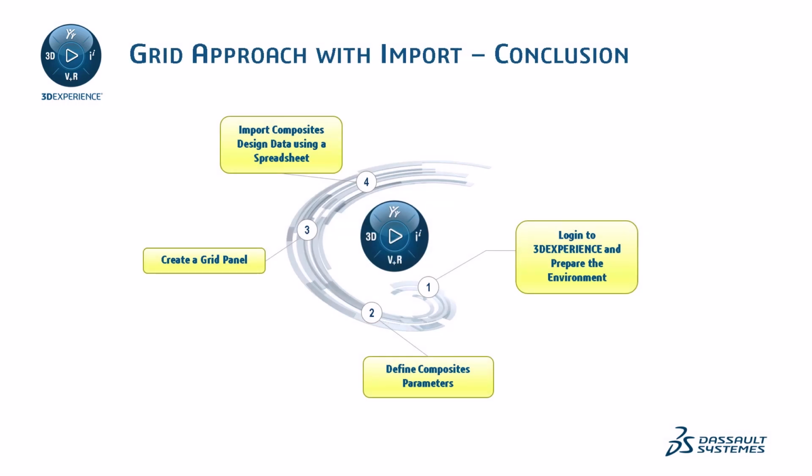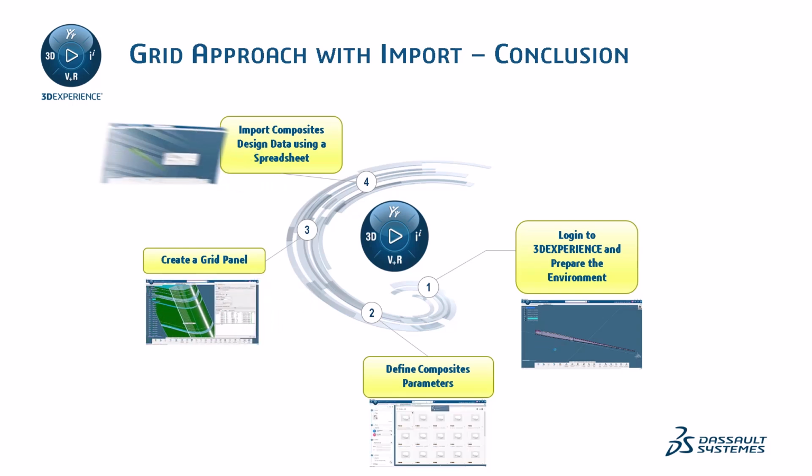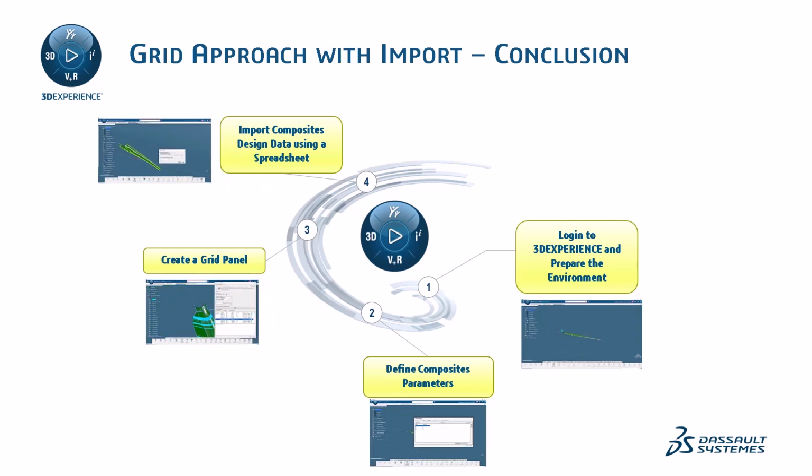This is the end of the tutorial. In this video, you learned how to log into 3D Experience and prepare the environment. You learned how to define the parameters of the composite. You saw how to add composite material, how to edit the fiber direction, how to define a rosette, and how to create a ramp definition. And, finally, you learned how to define a grid panel, and how to import Composites Design data using a spreadsheet.